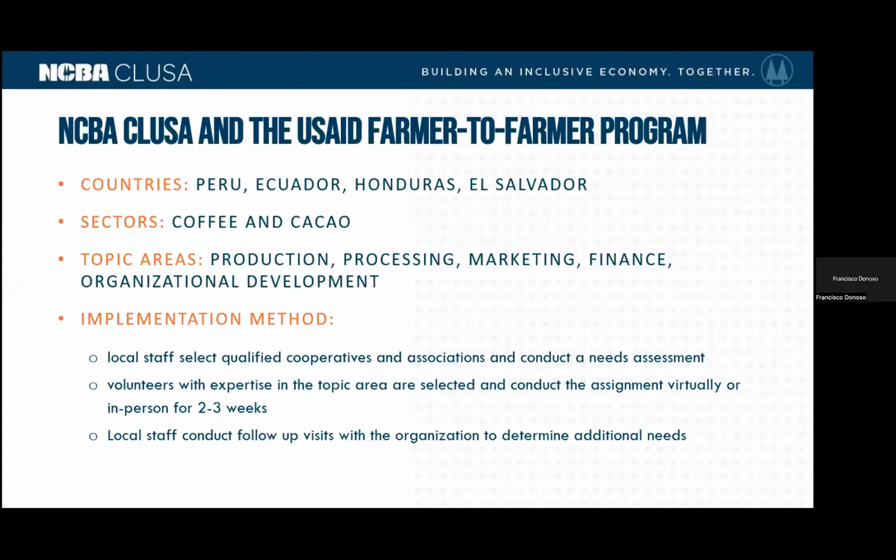Most of the topic areas that we collaborate with are in production and processing, marketing, finances, and organizational development. The implementation method that we use is our local staff select qualified cooperatives or associations and conduct a needs assessment. We find the volunteers with expertise in the topic area and select and conduct the assignments virtually or in person for 2 or 3 weeks, depending on the topic.